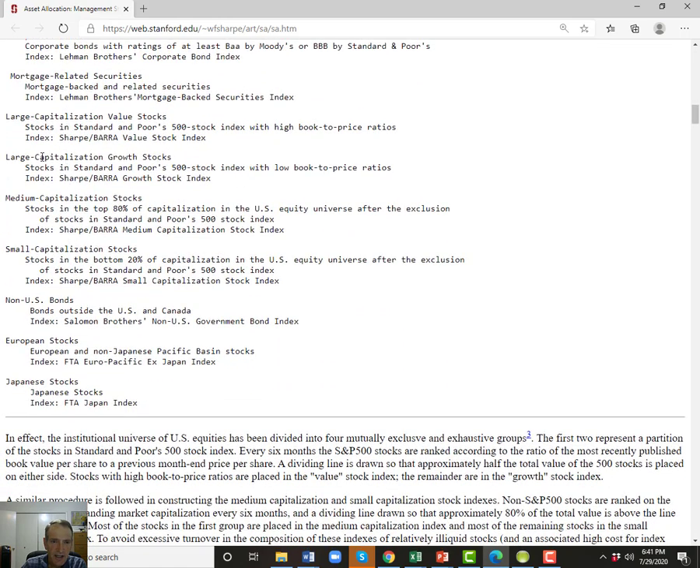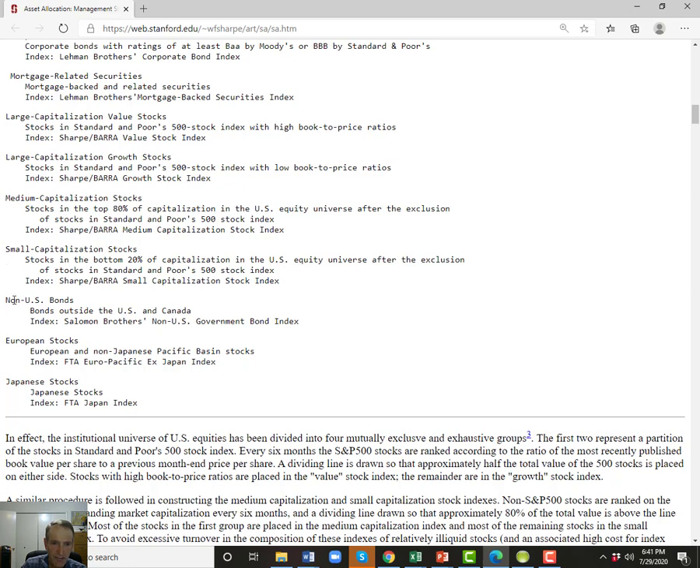On the stock side, he has large company stocks, medium company stocks, small company stocks. On the large company stocks, he breaks them between value and growth. We'll also be doing this capitalization and this value and growth. We're going to add one extra feature, which is beta. We'll add beta on top of that. He doesn't have beta in here, but we'll use some of these classes here.